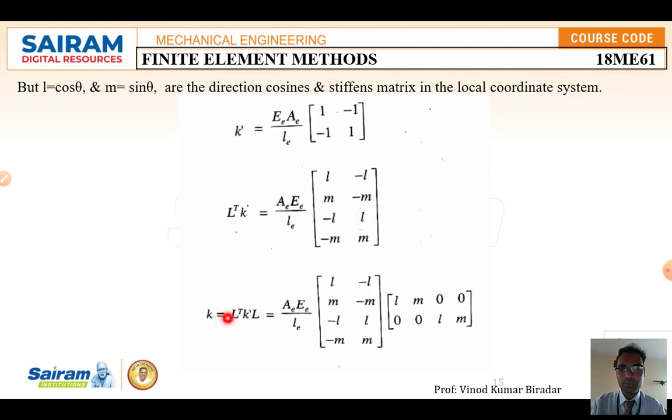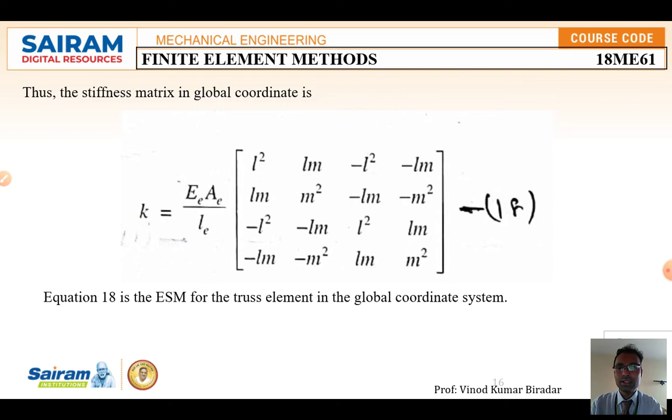Now we know that k = L transpose k' L. Substitute this formula, with L being the normal [l m 0 0; 0 0 l m]. Now the stiffness matrix for this element: multiply these, and we are going to get k = (AE/L) [l² lm -l² -lm; lm m² -lm -m²; -l² -lm l² lm; -lm -m² lm m²]. This is an expression for the stiffness matrix for a truss element in the global coordinate system.